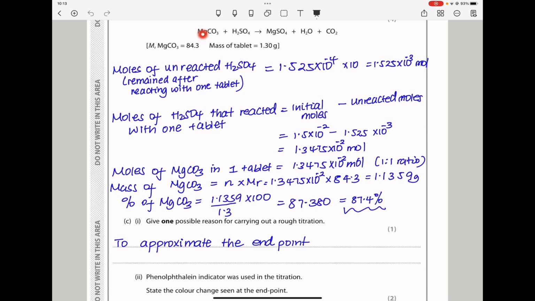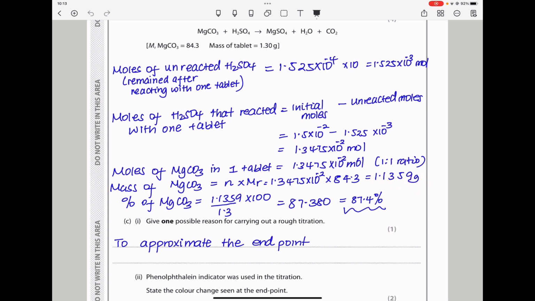So when we look at this equation, we can see the mole ratio is going to be 1 to 1. So the moles of magnesium carbonate in one tablet are going to be 1.3475 times 10 power negative 2 mole, because the ratio is 1 to 1. Now I'm going to use these moles to find the mass. Mass of magnesium carbonate should be the number of moles times the molar mass, which is this number of moles times the molar mass we were given, which is that. So I got 1.1359 grams.